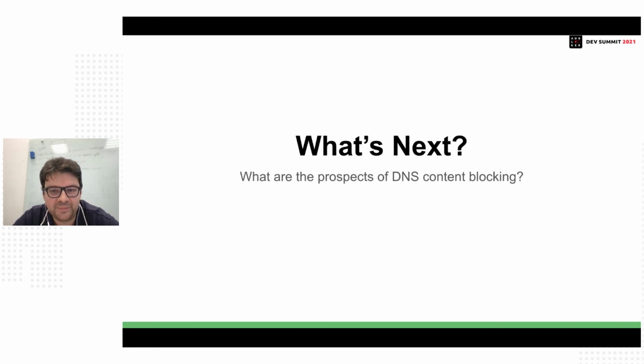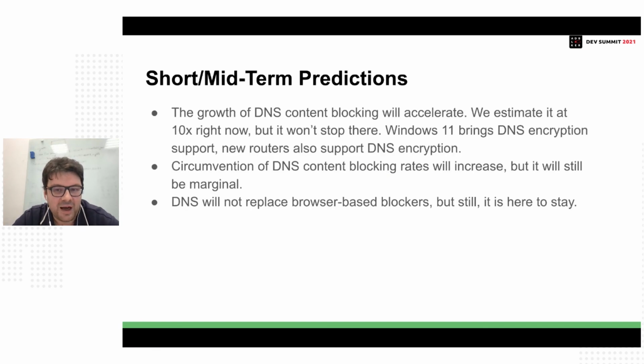And finally, a couple of predictions. So here's what I think awaits DNS content blocking in the future. First of all, the growth of DNS content blocking will accelerate. We estimate it at 10x right now, but it won't stop there. Windows 11 brings DNS encryption support. The new routers also support DNS encryption. This all will make it easier for the users to set it up and use it.